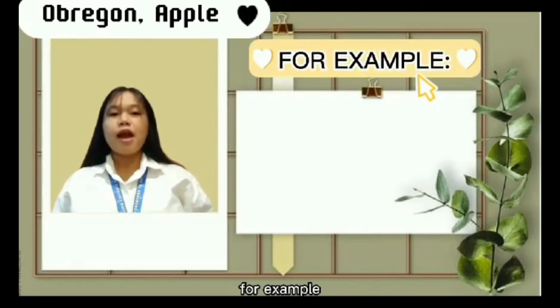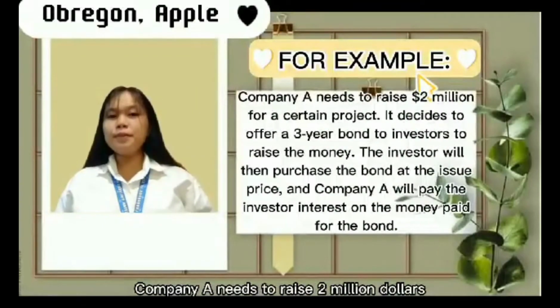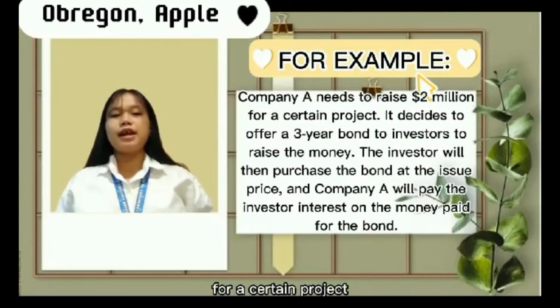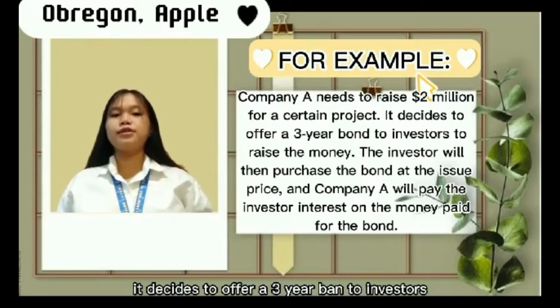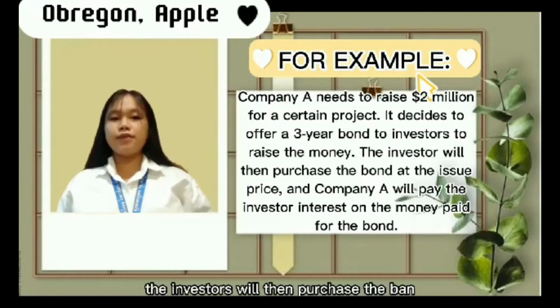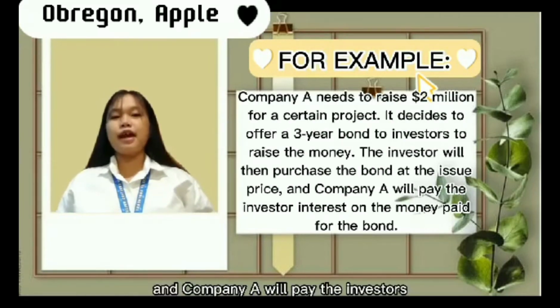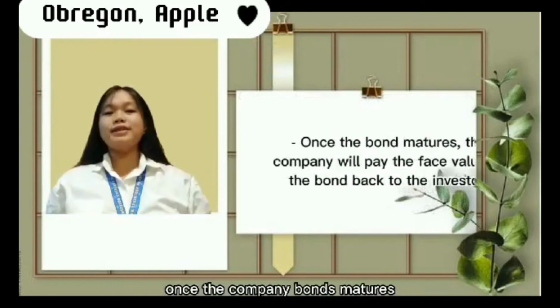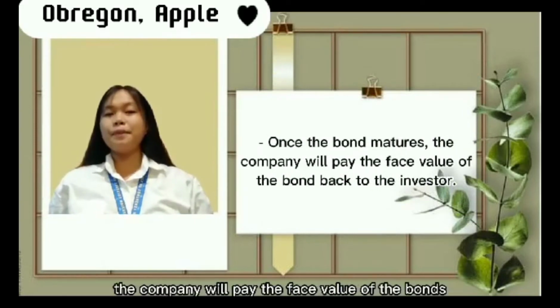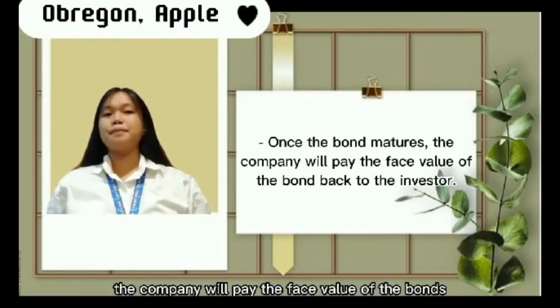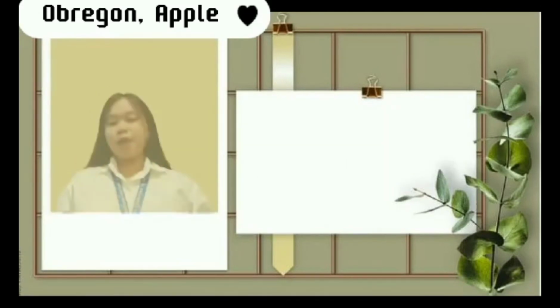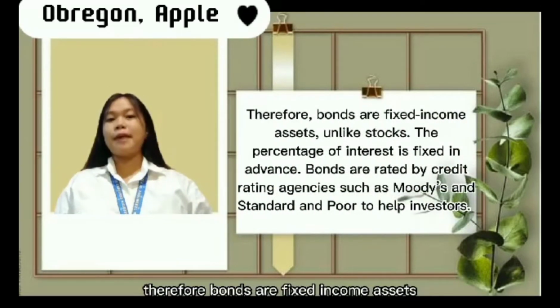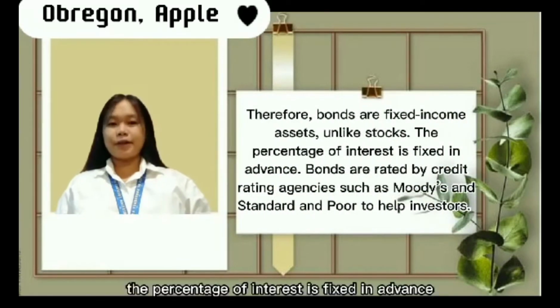For example, Company A needs to raise $2 million for a certain project. It decides to offer a 3-year bond to investors to raise the money. The investors will then purchase the bond at the issue price, and Company A will pay the investors interest on the money paid for the bond. Once the company bond matures, the company will pay the face value of the bond back to the investor. Therefore, bonds are fixed income assets, unlike stocks. The percentage of interest is fixed in advance.